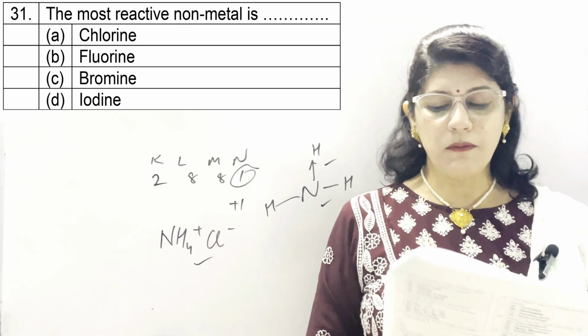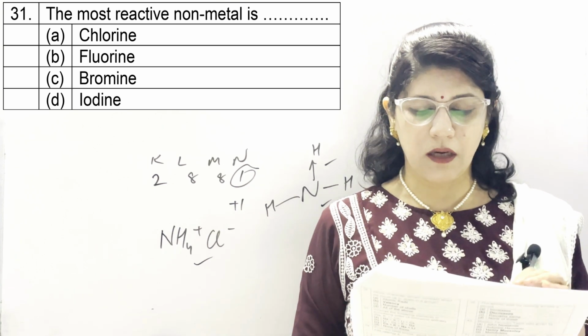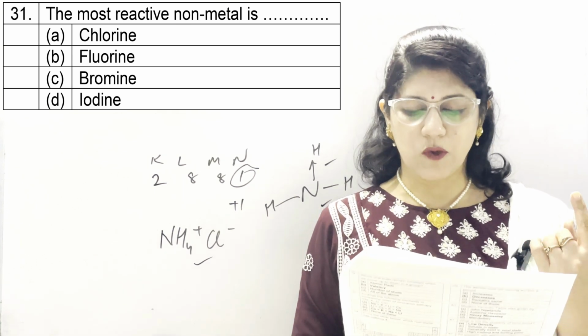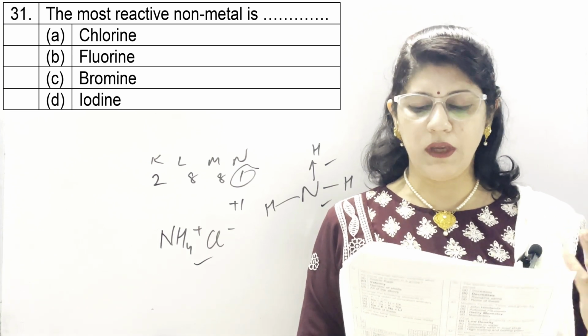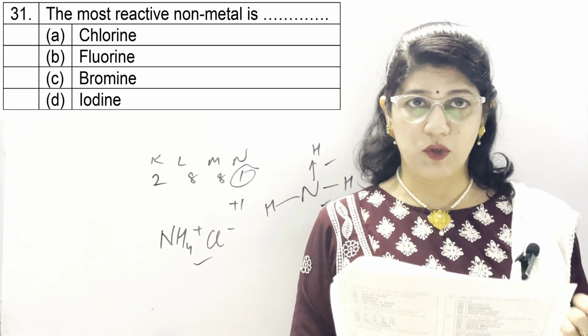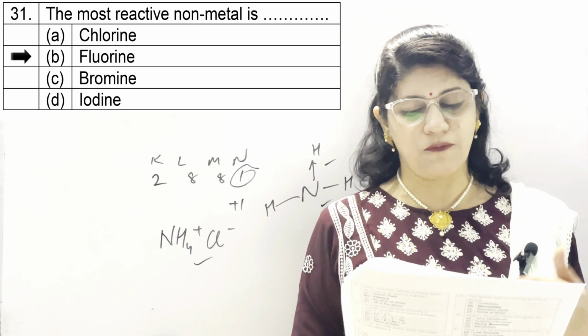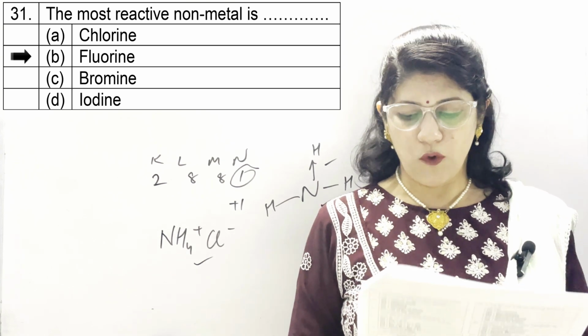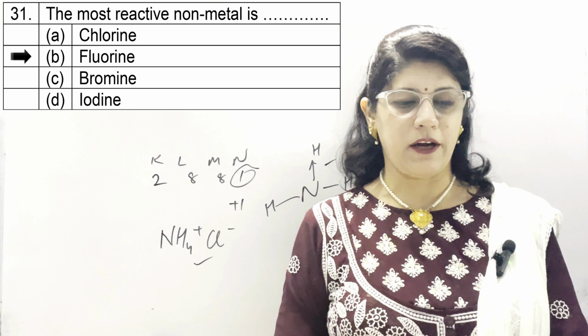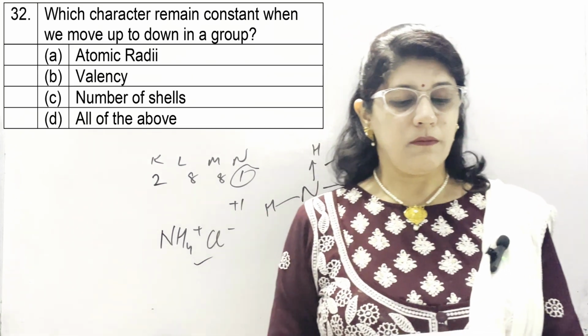Question number 31. The most reactive non-metal is, option number 1 is chlorine, then fluorine, bromine and iodine. So the correct option is B, which is fluorine, because fluorine can easily form fluoride ion and it is the most reactive non-metal.